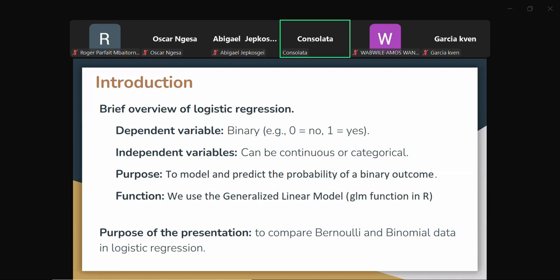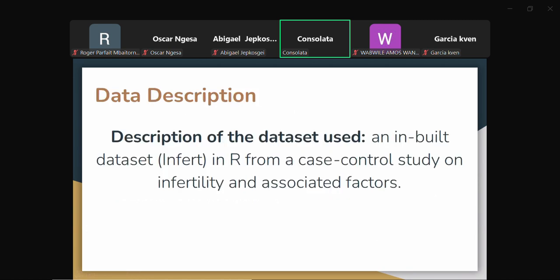And we normally use the generalized linear model, and in R, we use the GLM function. So the purpose of our presentation is to compare Bernoulli and binomial data in logistic regression. For this presentation, we used an inbuilt data set in R called infert.